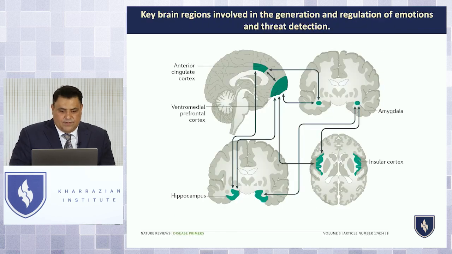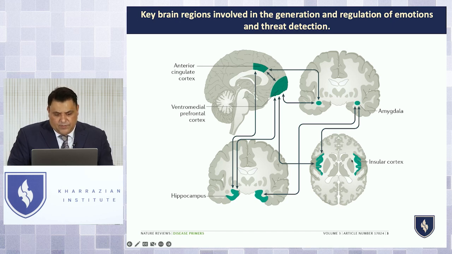So here you can see images of key brain regions involved in the generation of emotions and threat detection, and you can see the amygdala is a key area. Other areas of the brain involve the hippocampus, memory and recall; prefrontal cortex, judgment and executive functions; cingulate cortex, which also regulates emotions and activates the hypothalamus for the stress response. But the key feature is this amygdala is involved, right?